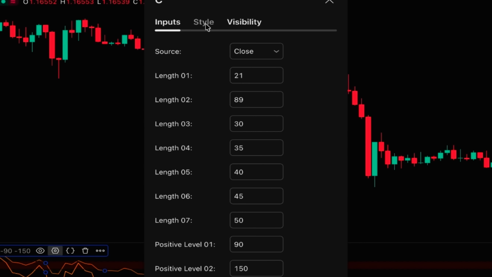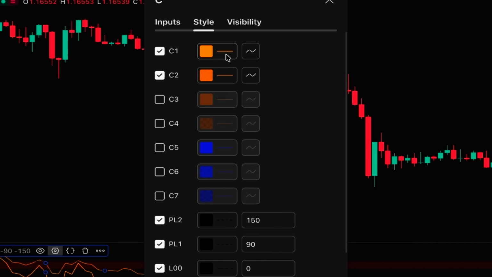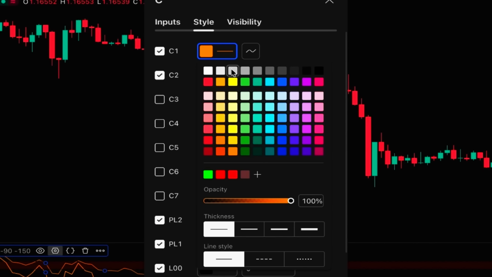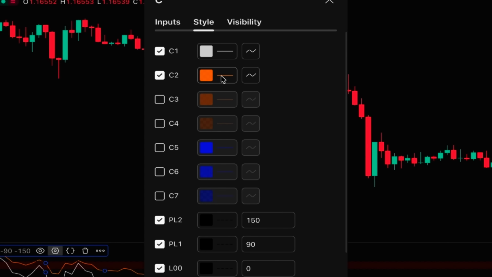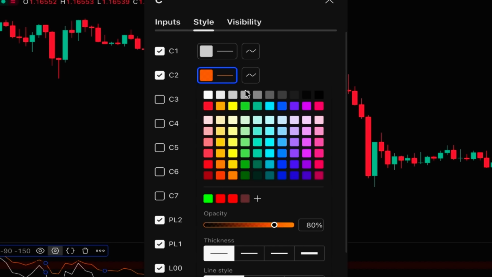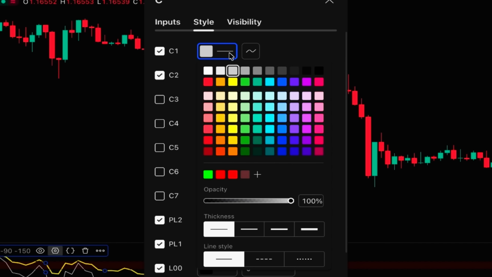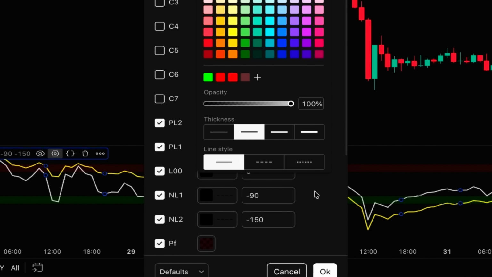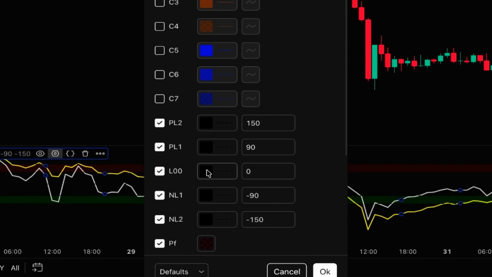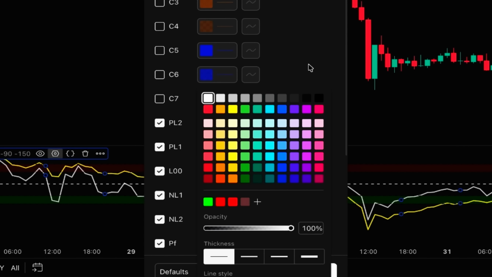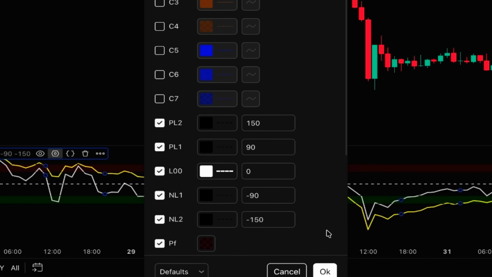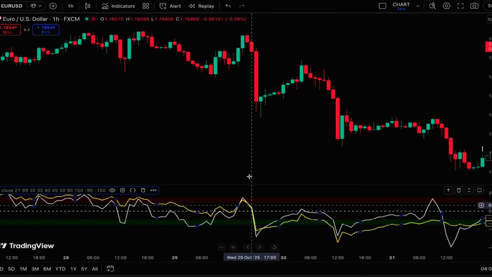And then we go to the style tab, and for the CCI1 we change the color to gray, and for the CCI2 we change the color to yellow. We also increase the thickness of the lines so we can easily track them on the chart. And then here for the center line, we change the color to white. We don't change anything else here, and we are done with the settings of the 2 CCIs.